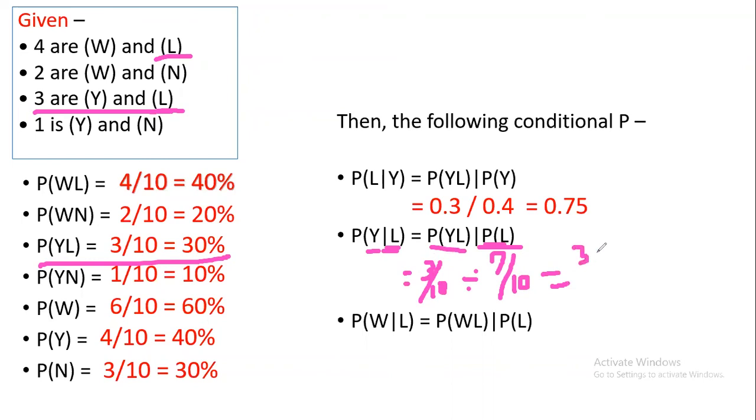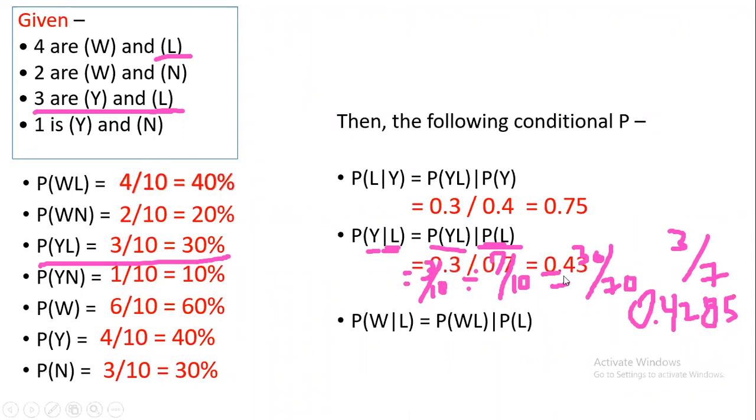30 over 70. Lowest form, 3 over 7. Decimal form, 0.428542... Same ba tayo? Three divided by 7, 0.4285, tama? Check. O, 0.43 if rounded off. Yes, ma'am. Yes, Eliza? Pareho? Opo. Okay. The last one.